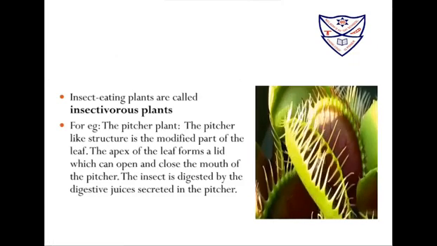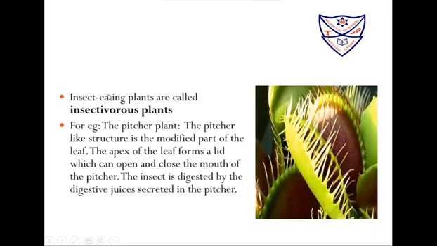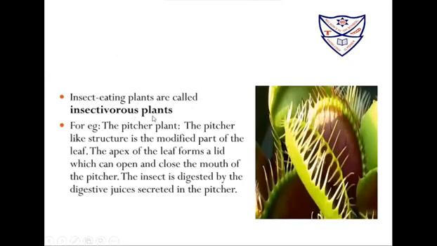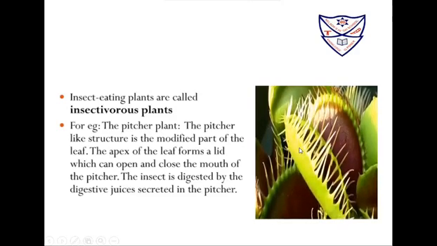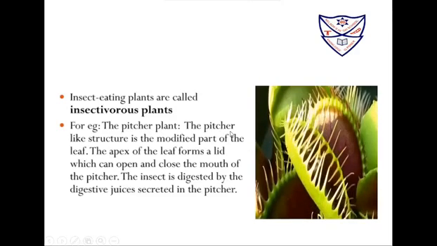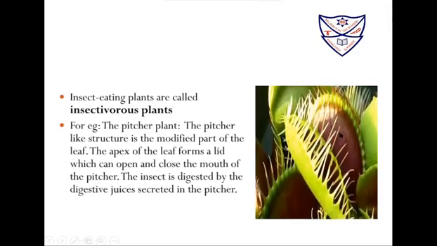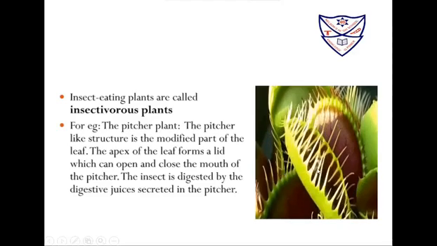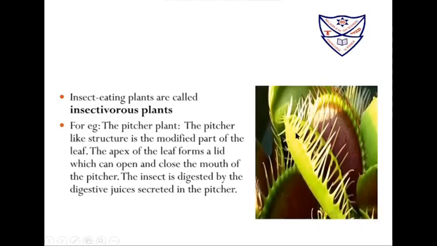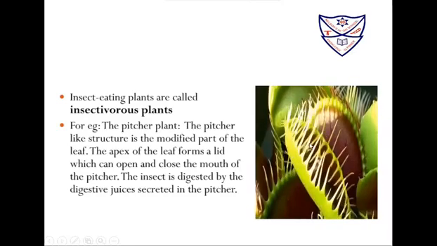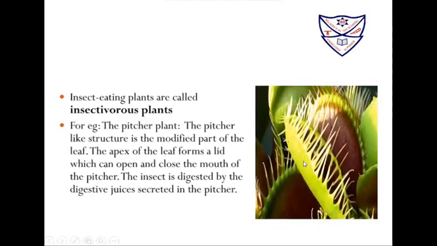The other type is insectivorous plants. What happens in this insect eating, or insectivorous, plant is the leaf of the plant is basically in the form of a pitcher. So as soon as an insect enters here, the leaf closes, and this is how it gets its nutrition. So the leaf is eating and digesting this insect using the digestive juices which are present in this plant.